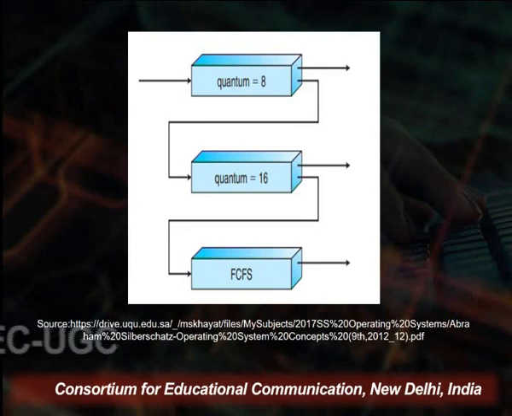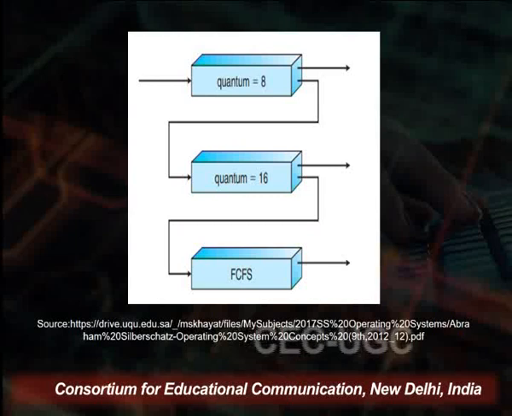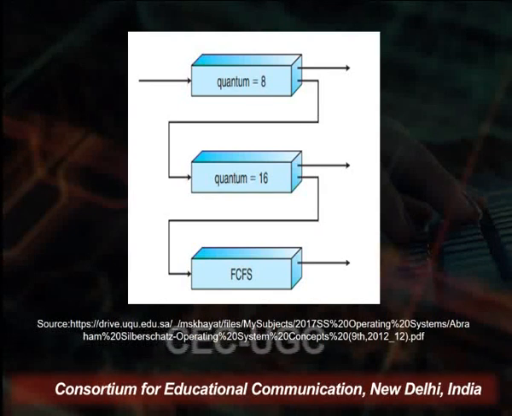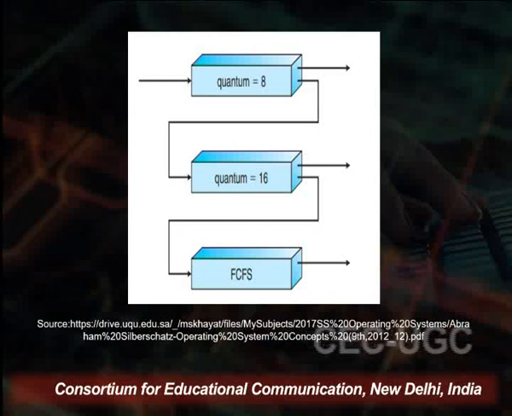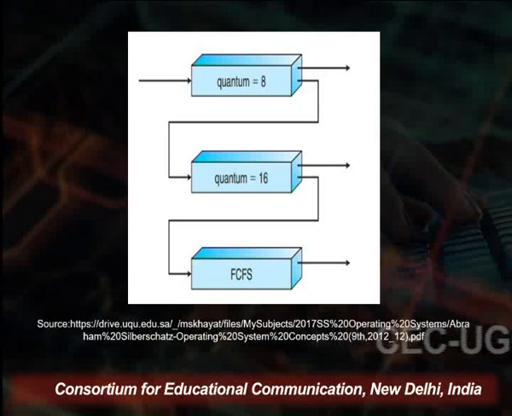And if 8 milliseconds of quantum is good enough for completion of its processing, or that is the burst time which a process is looking for, it may be taken out from the CPU. So one arrow from the quantum equals 8 is going outside the system, and another arrow is going to take the process into the next queue, which has quantum equals 16.